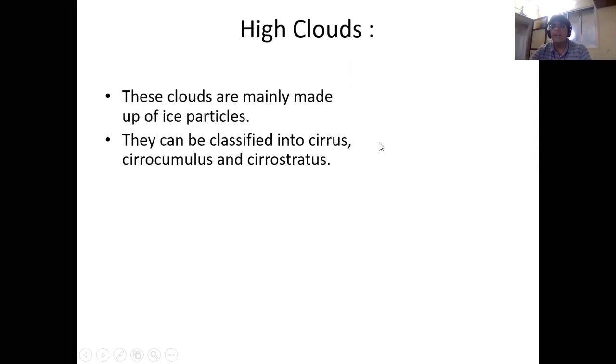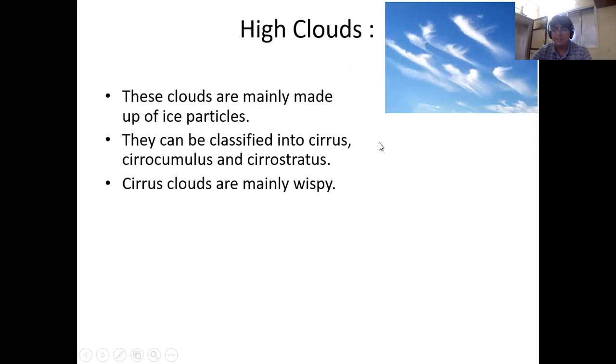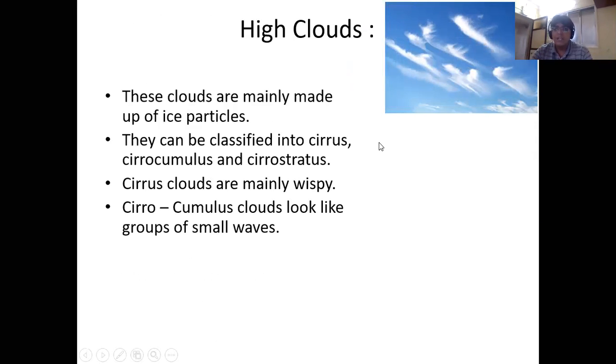High clouds are made of ice particles. They can be classified as cirrus, cirronimbus, and cirrostratus. This is cirrus. Cirrus clouds are wispy, very small, light, like a wisp.